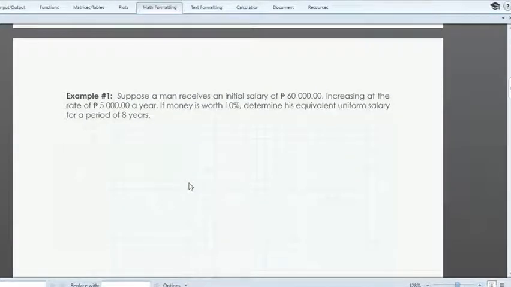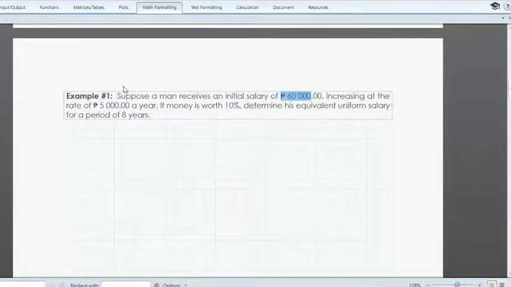We have this one. Suppose a man receives an initial salary of 60,000, increasing at the rate of 5,000 a year. If money is worth 10%, determine his equivalent uniform salary for a period of 8 years. So, ano ang sabi kay example number 1? Yung lalaki daw ay nakatanggap ng initial salary. When we say initial salary, yung unang sahod niya. Magkano ang unang sahod? 60,000.